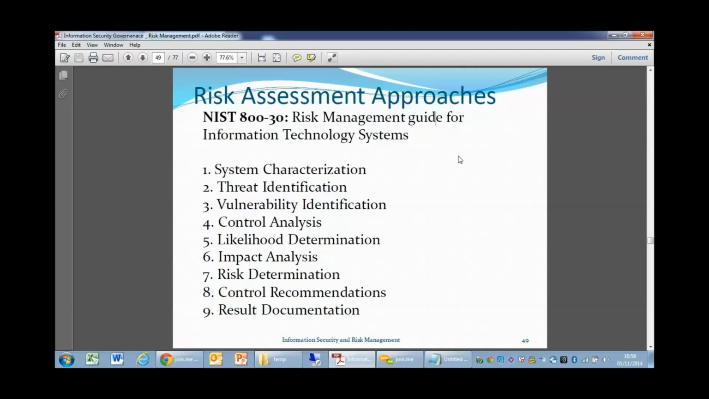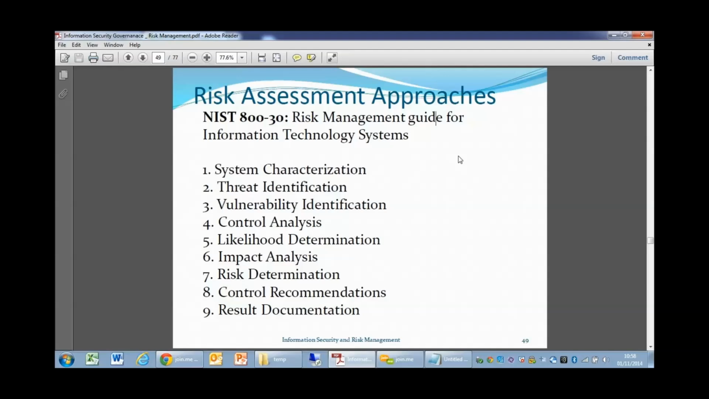Now, please remember NIST 830 is a risk assessment approach, and it is at an IT level. It is at an information systems level. So if you see, these are the various stages which come under risk assessment and which are given by NIST 830. So you start with the system. NIST 830 does not start from business. It starts from system characterization, threat identification, vulnerability identification, and then once you have threat and vulnerability, you do the control analysis, likelihood determination, impact analysis, risk determination, control recommendations, result documentation.